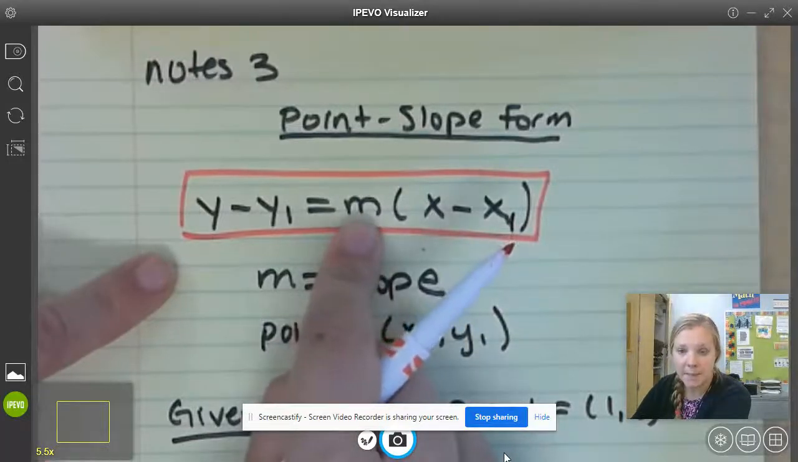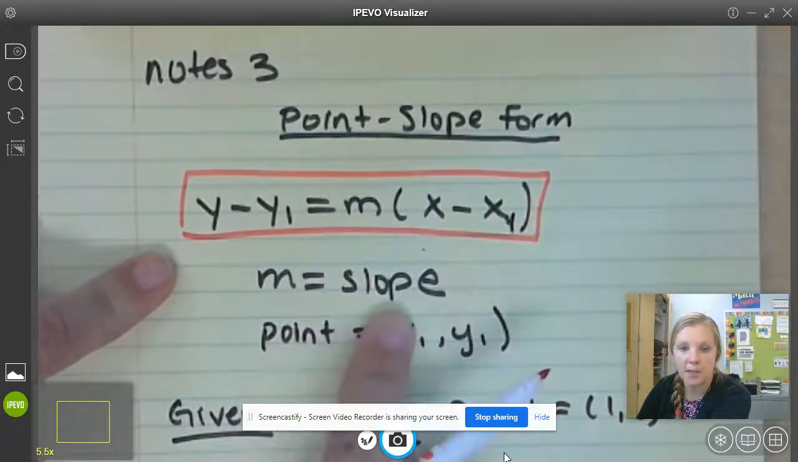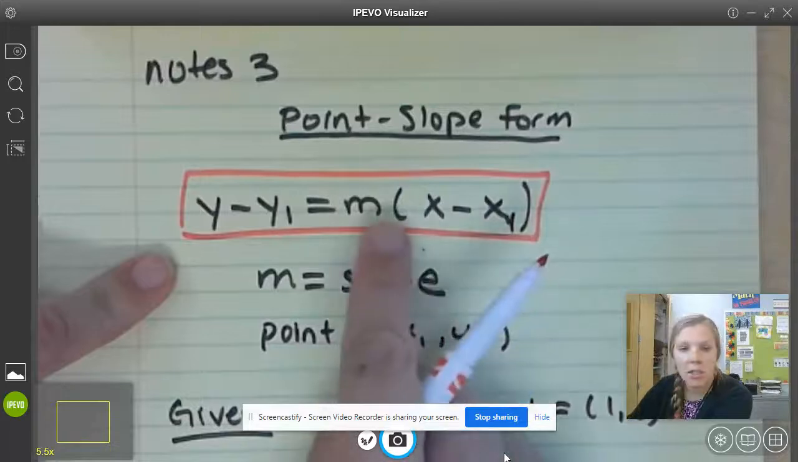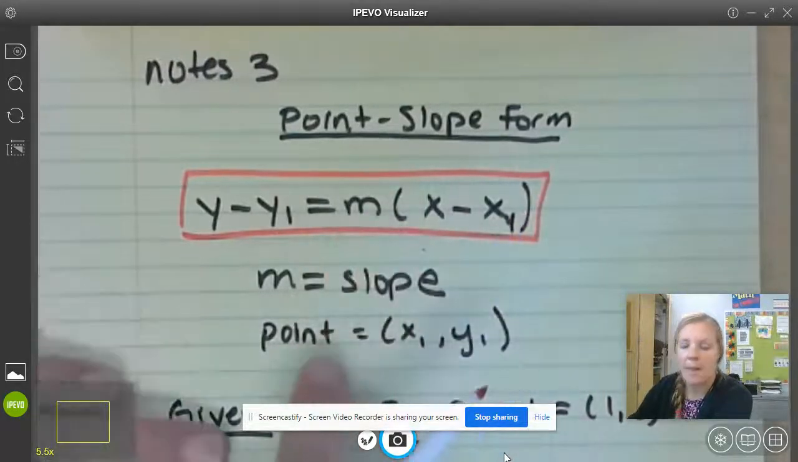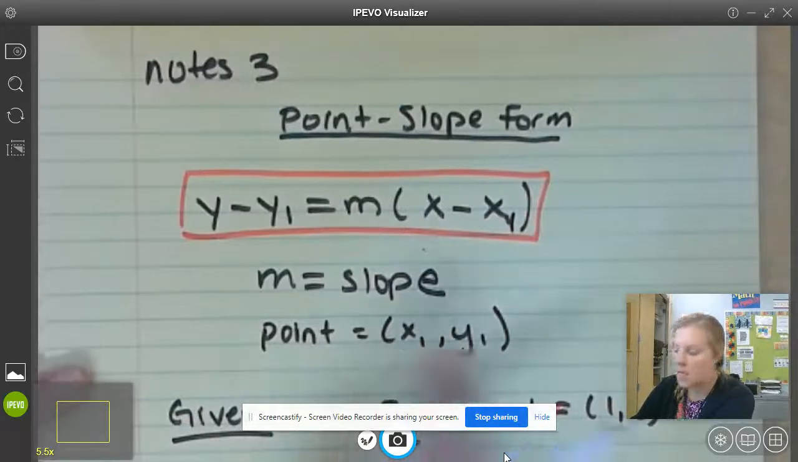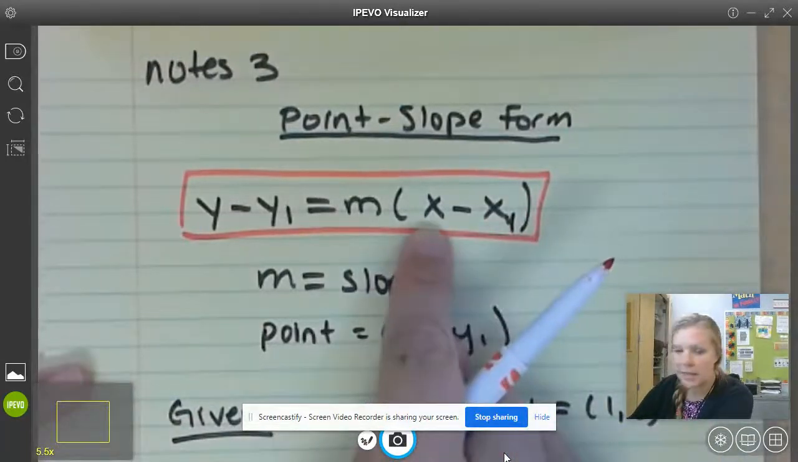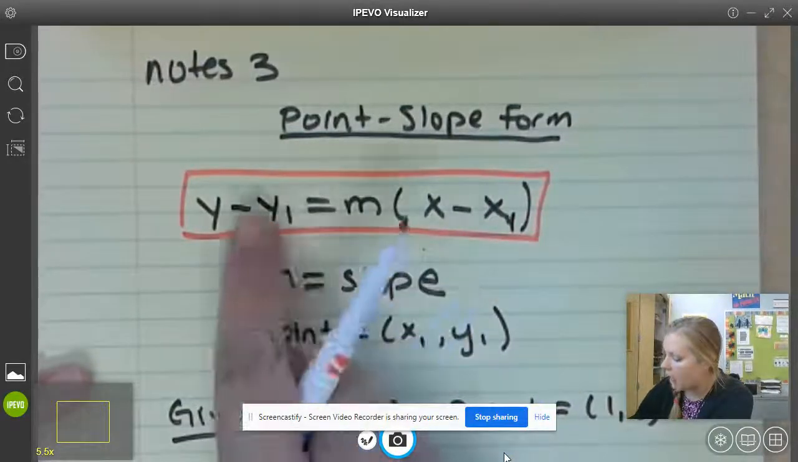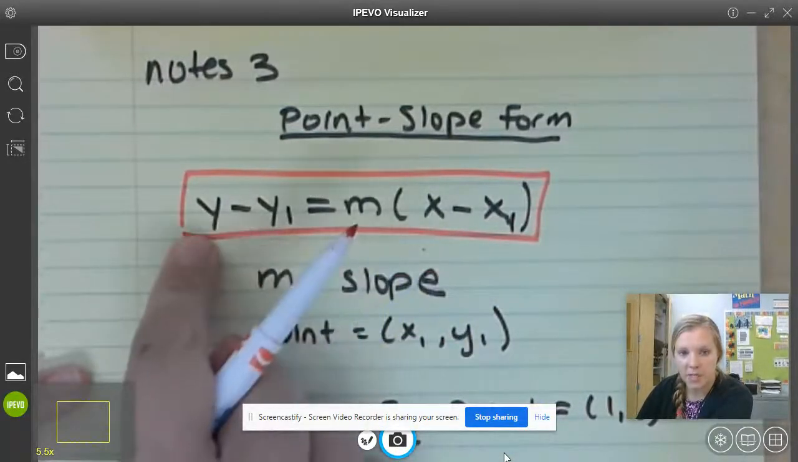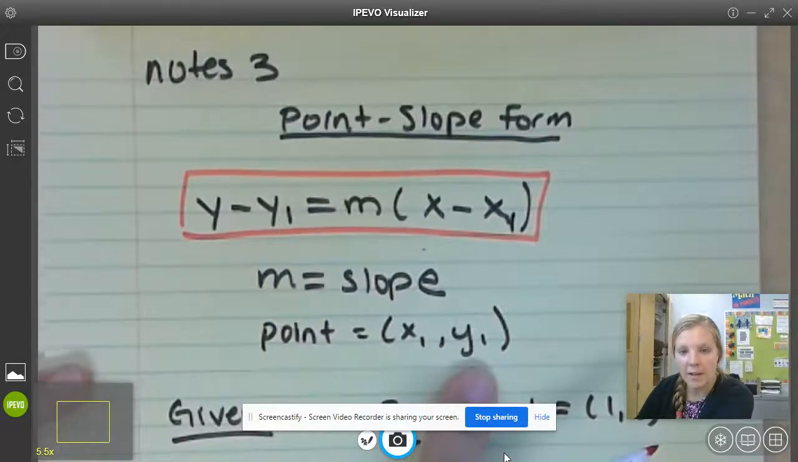M stands for the same thing as it did before. M stands for the slope. So whatever is the coefficient of this group is going to be the slope. And then I'm going to be given a point. X1, the number that's being subtracted from X, is the X value in the point. And Y1, the number that's being subtracted from Y, is the Y value.